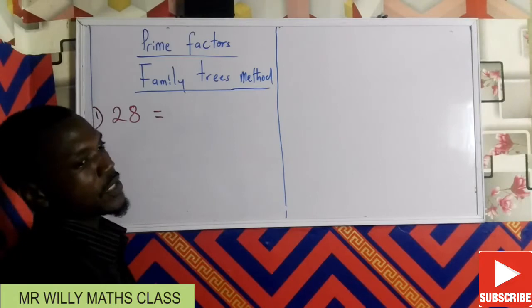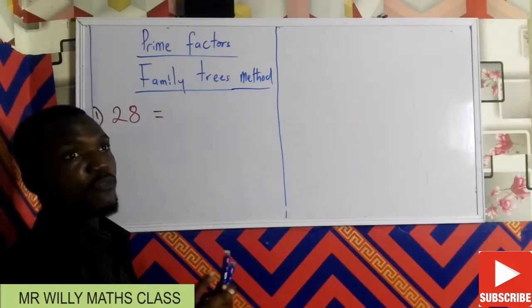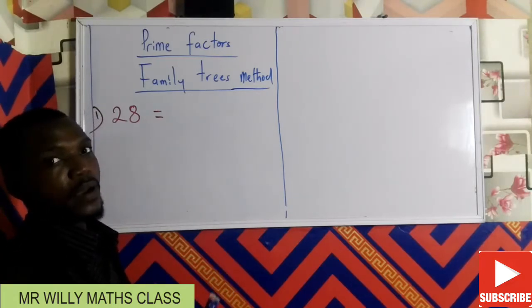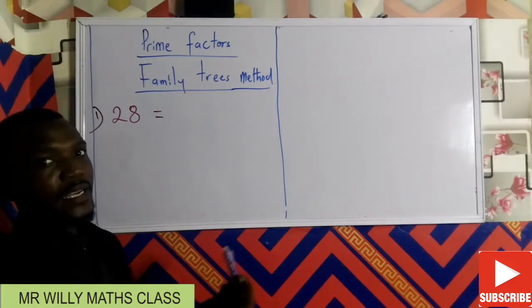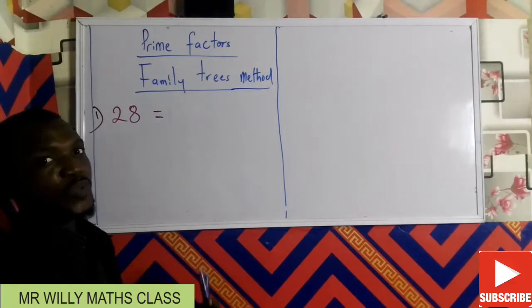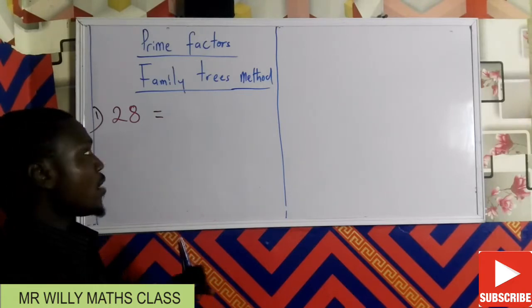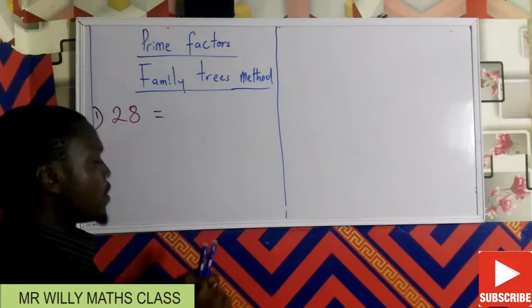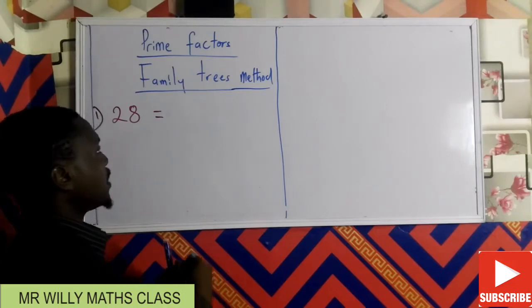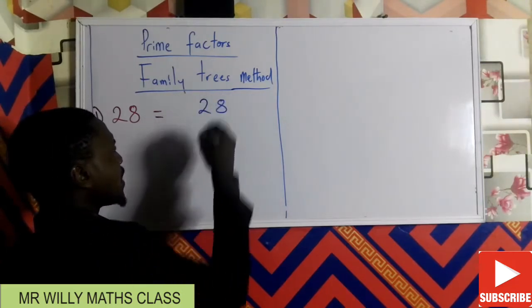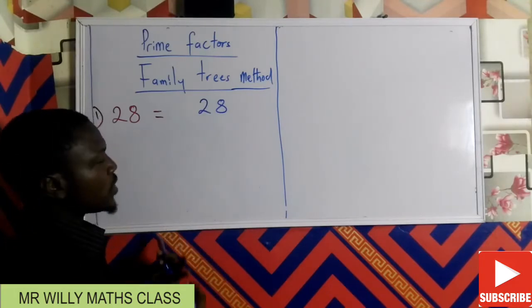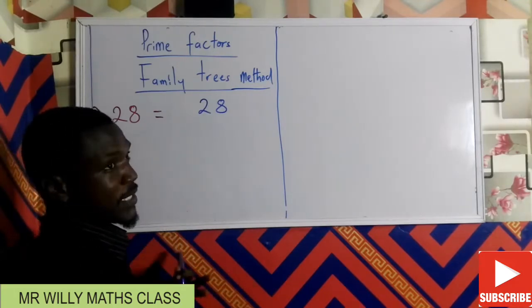Now, one thing you need to understand is that a family is a group of people related by blood or by marriage. And what is unique about a family is the link, the connection that exists between the members of the family. Now we're having 28. If I'm to use the family tree, I will write my 28, I'll start with 28. So you think of two numbers that if you multiply with each other, it will give you 28. 2 times 14 is 28.